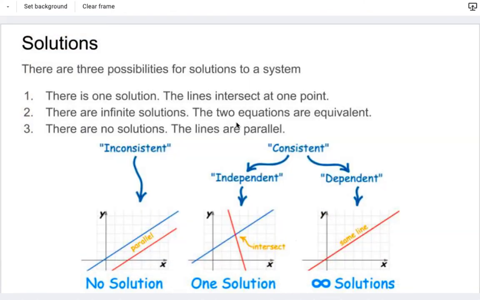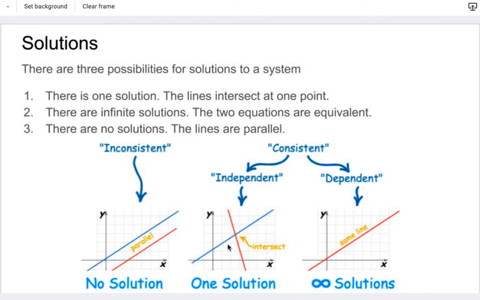Hey mathletes, so in this video we're going to look at solving systems of equations by graphing. Remember from my introduction that when we graph a system of equations, we can have three possible outcomes. The equations can be parallel, which means they have the same slope but a different y-intercept, so they're not going to intersect. This has no solution, that's called inconsistent.